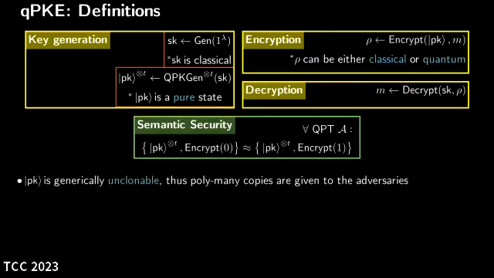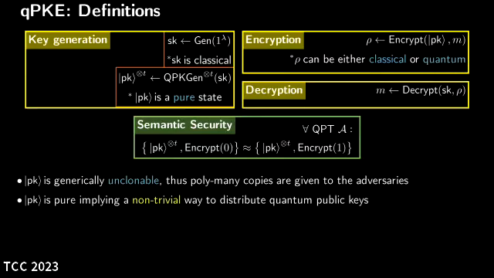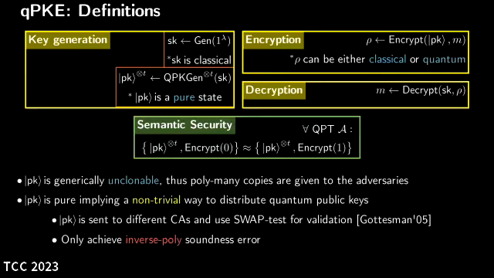So the reason is that in 0, we expect the public key to be unclonable if it's a quantum state. So to make the security notion meaningful, we allow the adversary to obtain polynomially many copies of the same public key. And also if the public key is a pure state, then this implies a non-trivial way to distribute the quantum public keys. That's actually suggested by Gottesman in 2005.